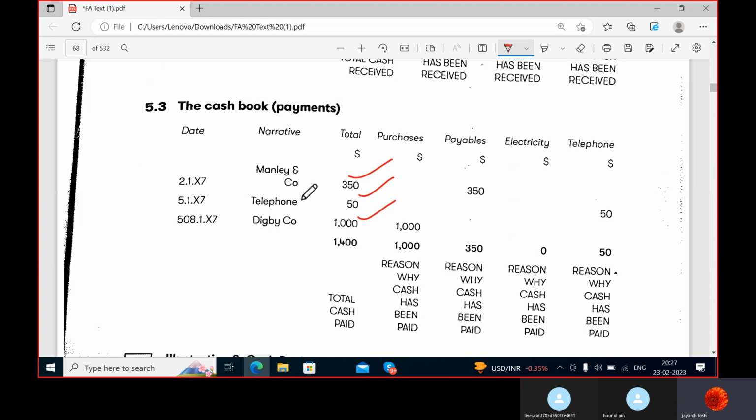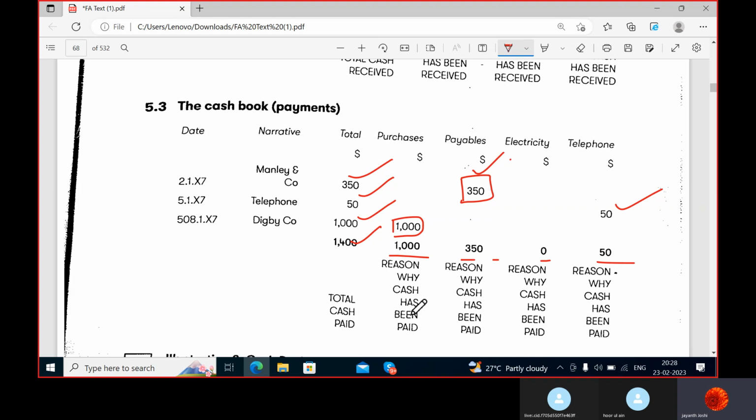So what does it show? Manley and Company happens to be our supplier to whom we have made payment now. So the money has gone to whom? To the payables. So in the payables account, we are showing the payment of 350. Then telephone bill, we paid 50. Digby Company, from them we purchased goods, so we immediately made the payment to them, $1,000. So that shows the total of 1,400 vertically and horizontally. These are the details.